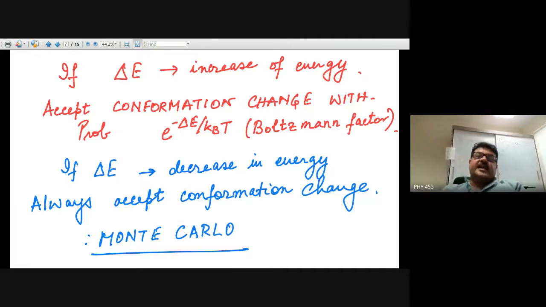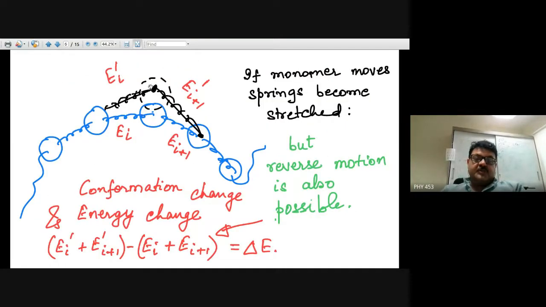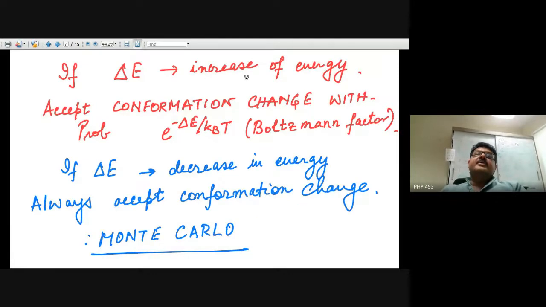So just as in Ising model Monte Carlo, if due to the motion of a particle the delta E was such that it led to an increase in energy, then you would accept that conformation change with probability e to the power minus delta E by k_B T, which is the so-called Boltzmann factor, just as you are doing in the case of the Ising model spin. But if delta E is negative, so that the conformation energy decreases, then you always accept this conformation change. And this is the principle of Metropolis biased Monte Carlo.